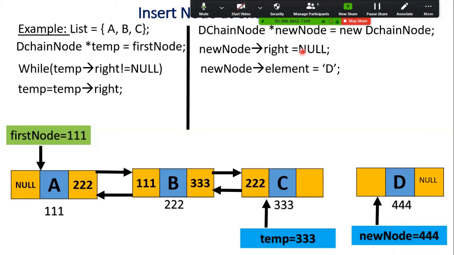Next, I'm going to place this data into the data field. Which node are you inserting? That is the D node you are inserting at the end of the chain. So placing data in the data field, that is newNode of element, the data field, that is D.